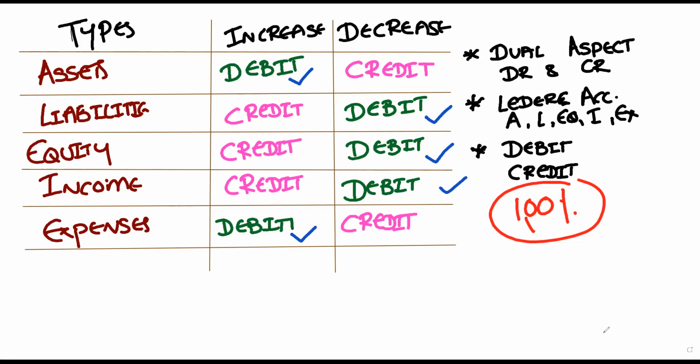And for the credits also, it might be a decrease in asset, increase in liability, increase in equity, increase in income, or decrease of expense. Out of 5, one reason. Recognize it.